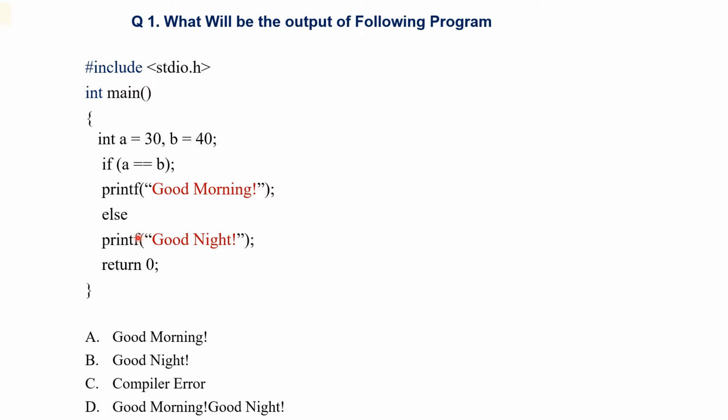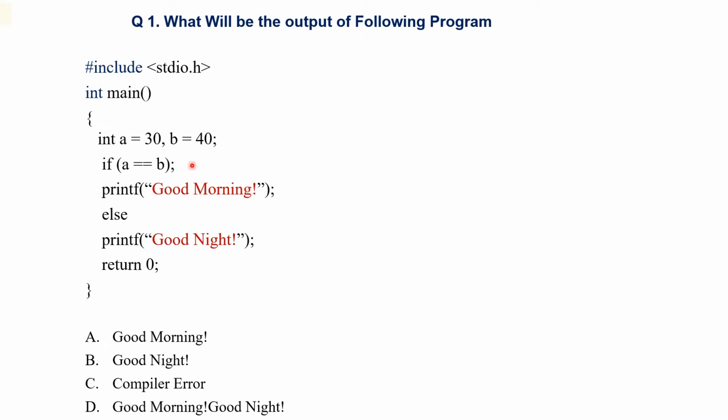So many of you are thinking that firstly this condition will be solved, that is the condition will be 30 equals to 40, so condition will become false and control will be transferred after else and this message will be displayed. But this is not so.